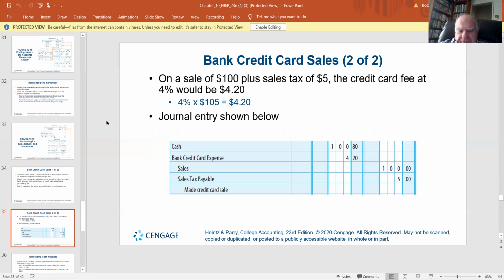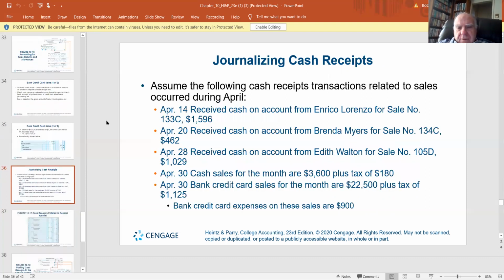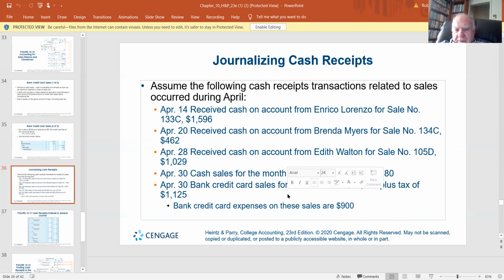Let's see what else we have in this lovely chapter here. Well, now we're talking about writing journal entries for the cash receipts. So let's see what we have here. We have received cash on account: Enrico Lorenzo paid us, Brenda Meyer paid us, Edith Walton paid us. Hey, we had cash sales. That's great. $3,600 plus sales tax. And then we had credit card sales for the month of $22.5 plus tax.